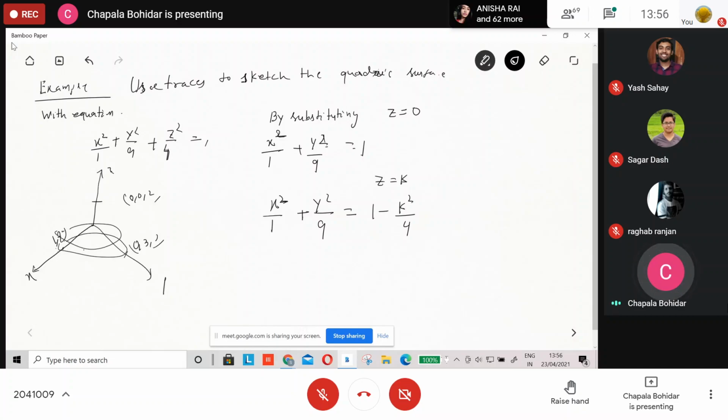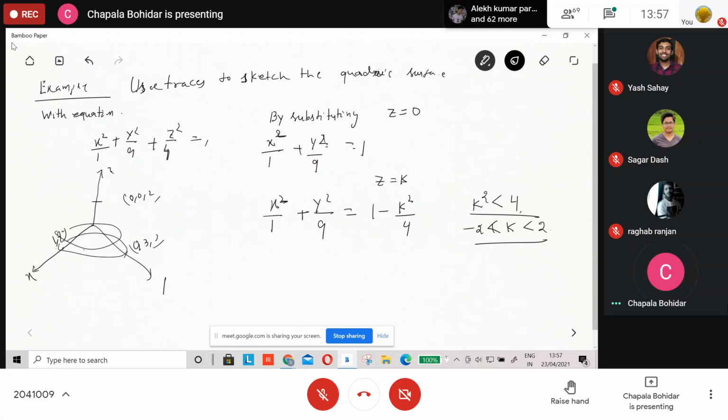It is the equation of an ellipse, or not? I am asking you. Here k square always lies less than 4. So k lies in between where to where? Minus 2 is less than k is less than 2.